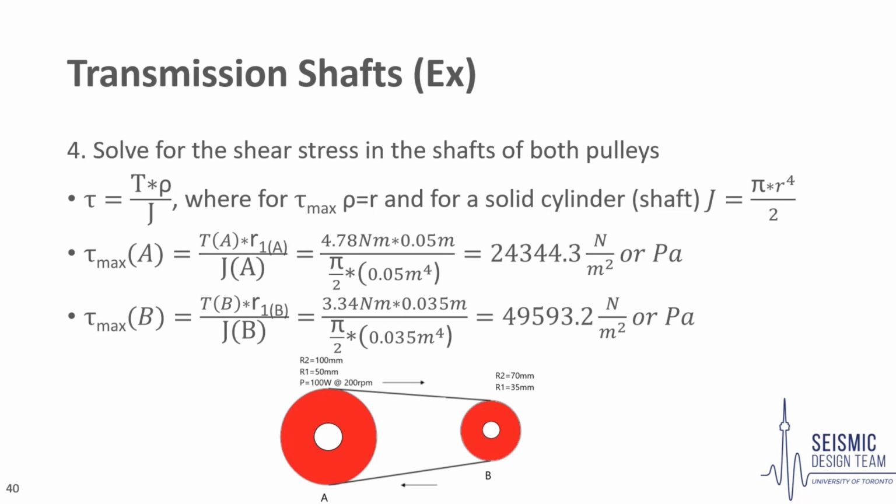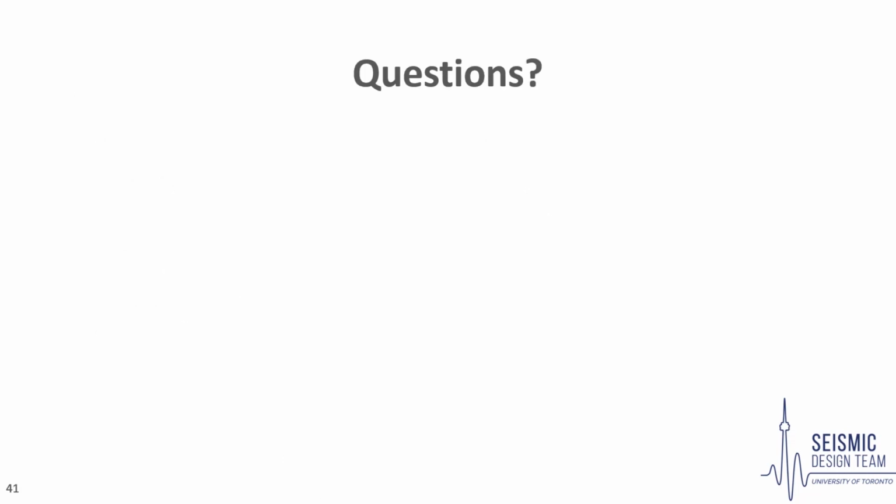Using this formula and substituting in the corresponding values for the shaft of pulley A and pulley B, we see pulley A's shaft experiences a shear stress of 24,344 pascals. Pulley B's shaft experiences a shear stress of 49,593 pascals. So does anyone have any questions about that problem and how power works?